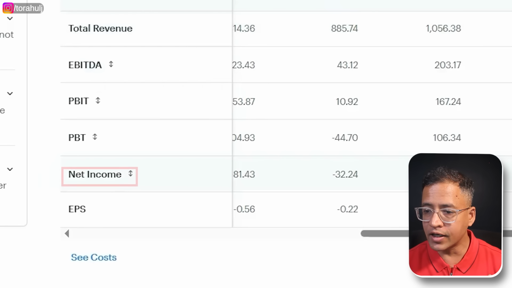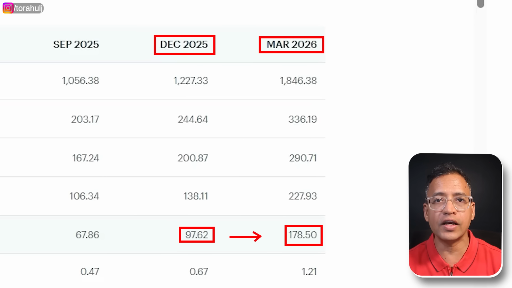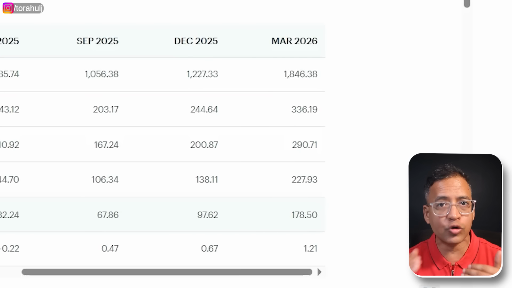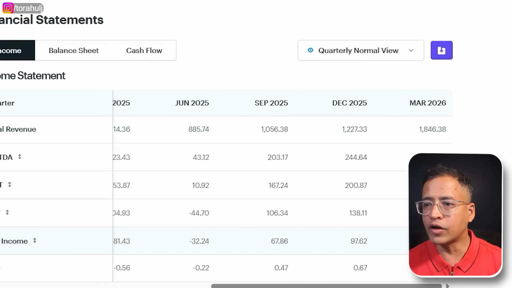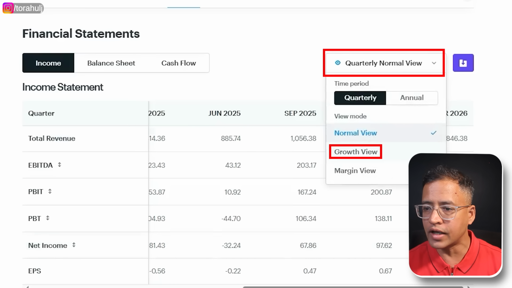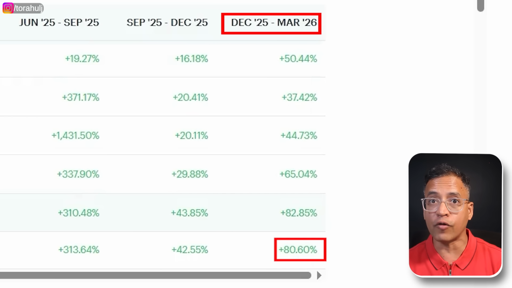Also, if you look at the net income here, it has jumped almost 2x from 97 crores to 178 crores. So clearly what we see is that the Q4 results for this particular company have been phenomenal, right? In fact, you can go and do the growth view here. Okay, that tells you percentage wise as well, 82% hike in the net profit in the Q4 number.